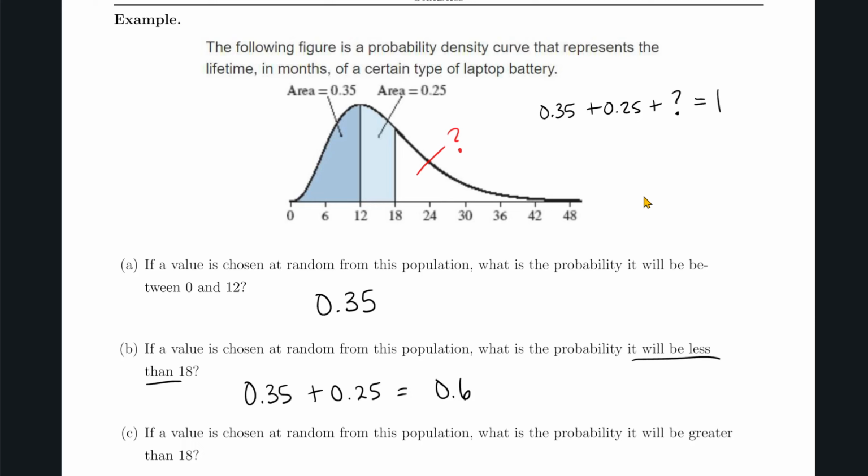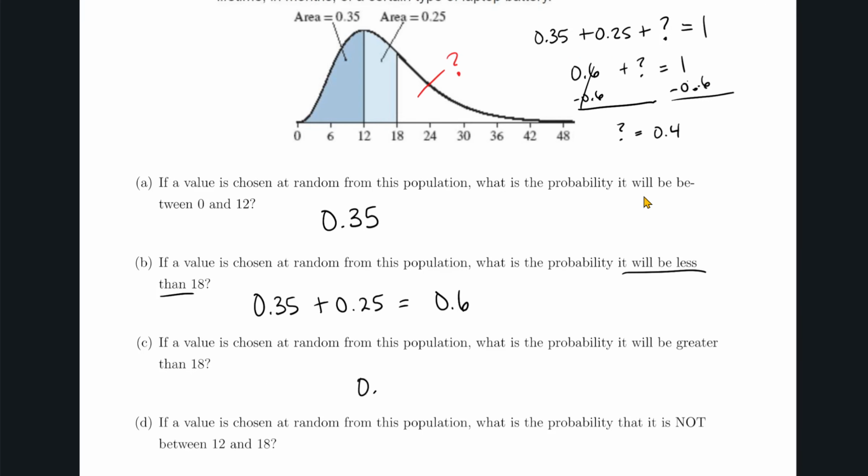So now we can do a bit of algebra and solve for the unknown region, which corresponds to the values between 18 and 48. So 0.6 plus unknown equals 1. Subtract 0.6 from both sides, and we get our unknown is equal to 0.4. So always keep in mind that the total area under the curve is 1, and you can often use that to find missing regions if you know all the other values.